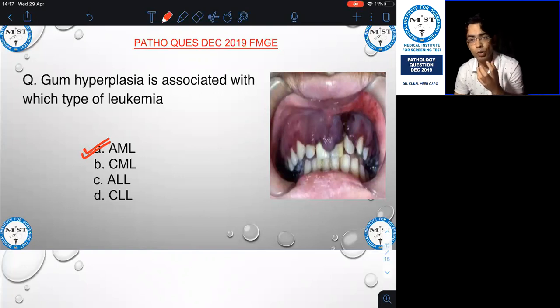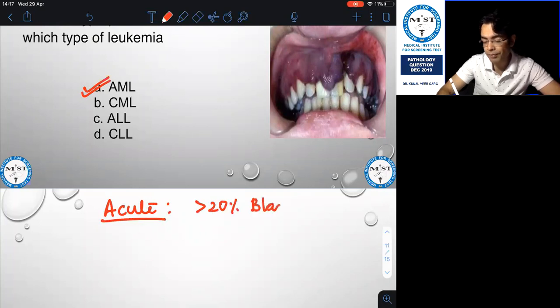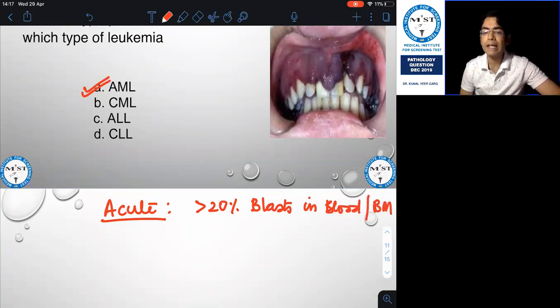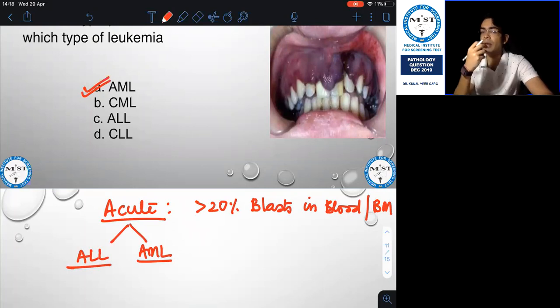What is acute leukemia? You're going to see more than 20% blasts in the blood or bone marrow. Right, guys? More than 20% blasts in blood and bone marrow. Acute leukemias can be of 2 types, ALL and AML. I told you, anything which is central involvement is most probably ALL, and gum goes to the periphery. This is how I've learned it.